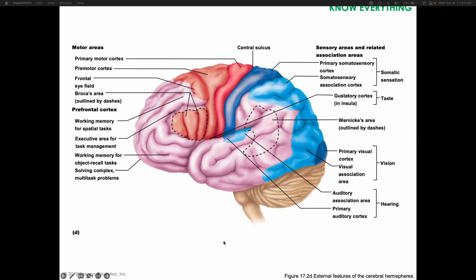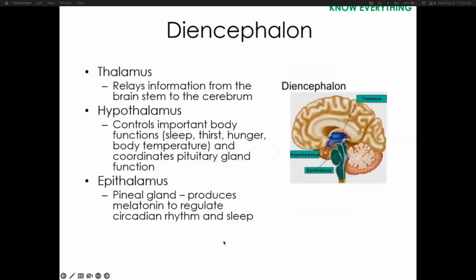And then lastly, our somatosensory region, or where we process sensations that occur anywhere in the body. So like pressure, pain, temperature, things like that. So next we have our diencephalon. The diencephalon has our thalamus, which relays information from the brainstem to the cerebrum.